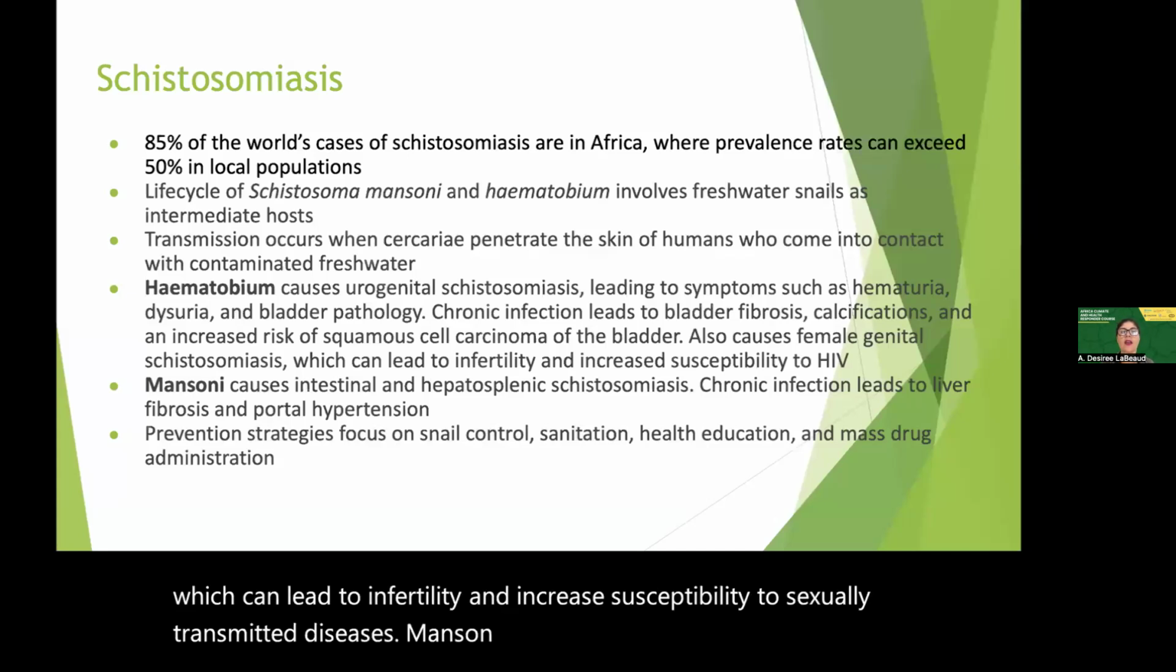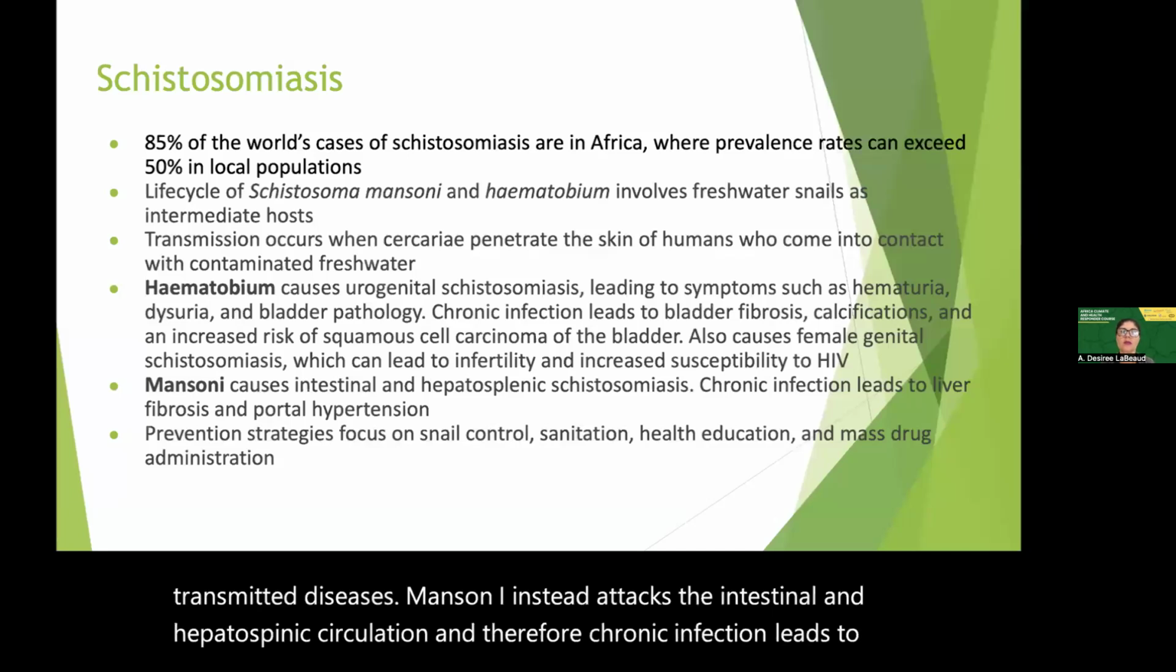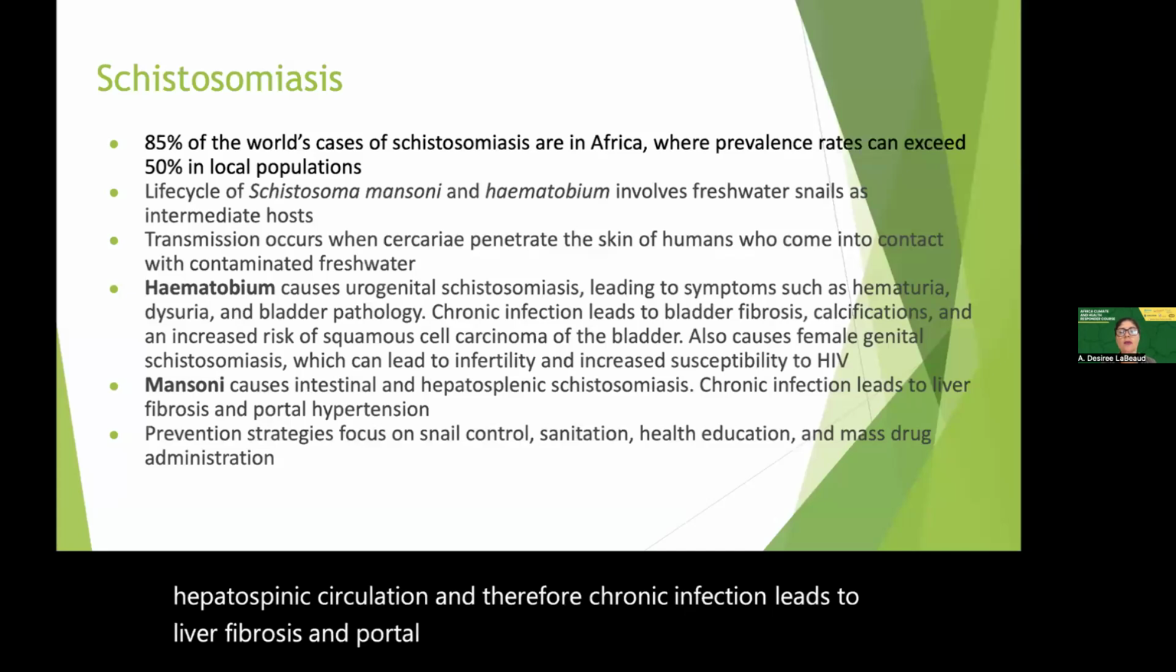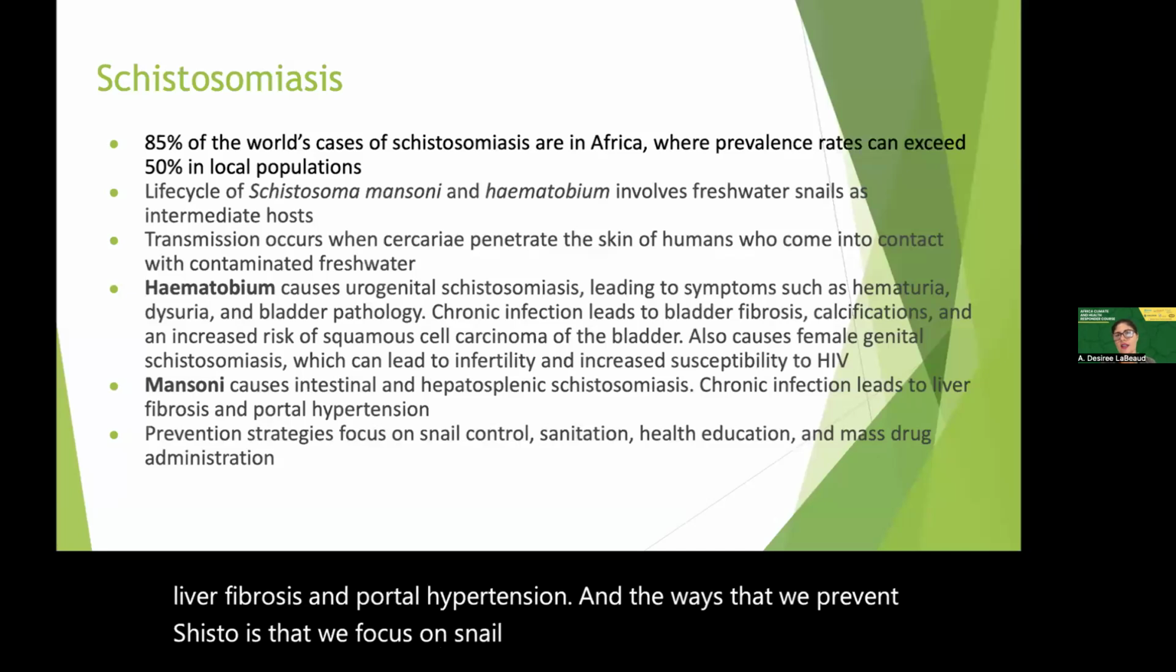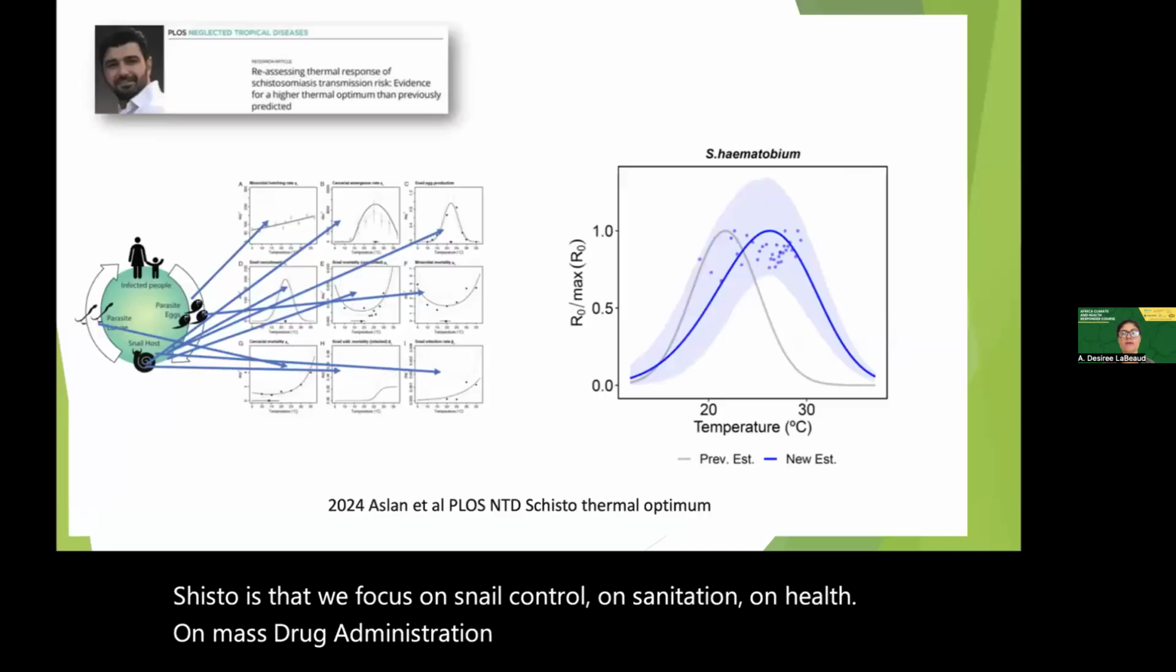Mansoni instead attacks the intestinal and hepatosplenic circulation, and therefore chronic infection leads to liver fibrosis and portal hypertension. And the ways that we prevent schisto is that we focus on snail control, on sanitation, on health education, and on mass drug administration with praziquantel.